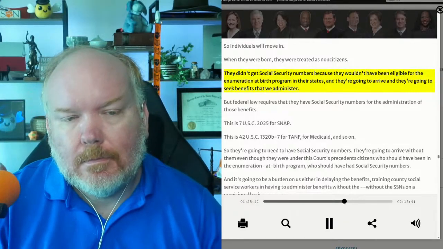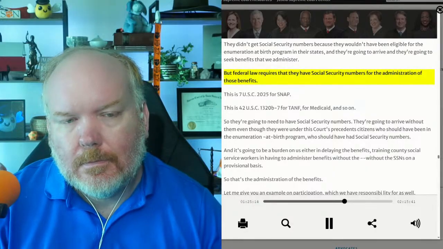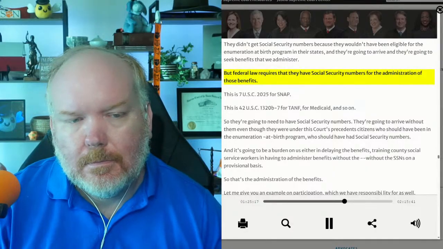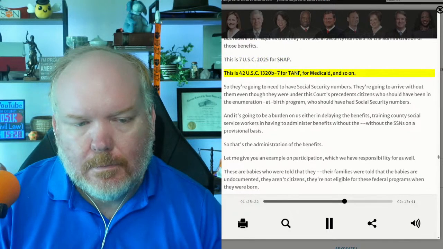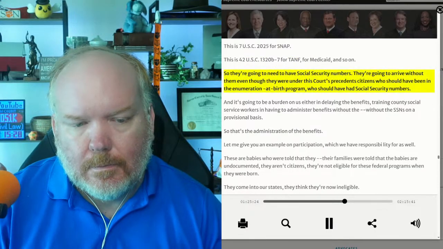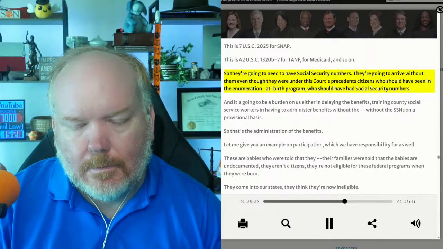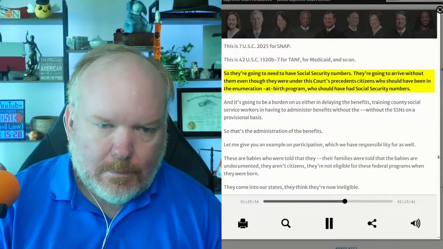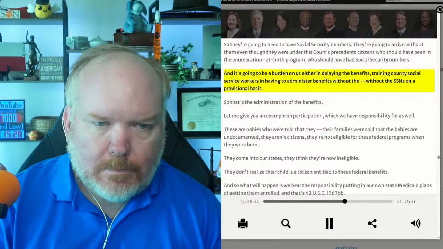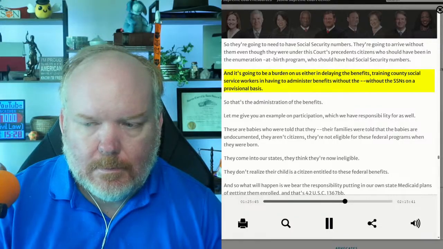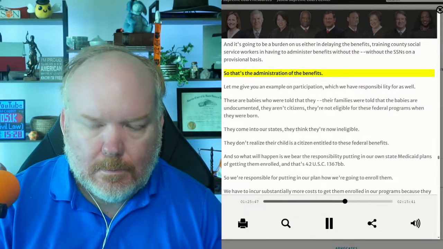And they're going to arrive and they're going to seek benefits that we administer. But federal law requires that they have Social Security numbers for the administration of those benefits. This is 7 U.S.C. 2025 for SNAP. This is 42 U.S.C. 1320b-7 for TANF, for Medicaid, and so on. So they're going to need to have Social Security numbers. They're going to arrive without them, even though they were, under this Court's precedents, citizens who should have been in the enumeration at birth program, who should have had Social Security numbers. And it's going to be a burden on us, either in delaying the benefits, training county social service workers, or having to administer benefits without the SSNs on a provisional basis. So that's the administration of the benefits.